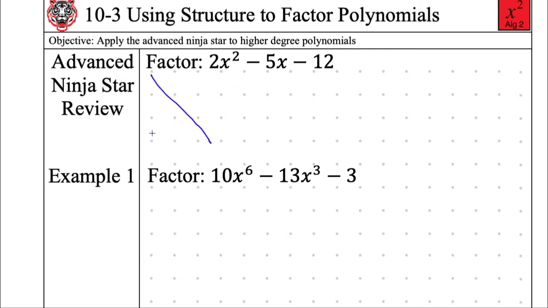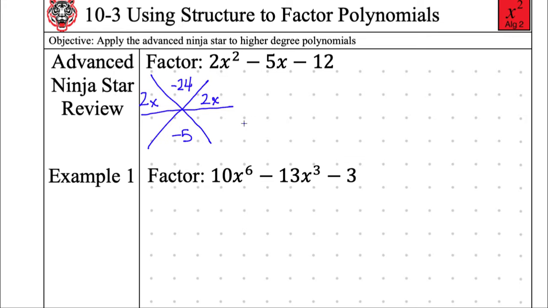Advanced Ninja Star looks like this, where I have the line in between. In the bottom, I have -5. In the top, I have this -12 times 2 to get -24. Top left and top right is going to be 2x and 2x. I'm taking this first term and dividing this number by 2. 2 divided by 2 is 1, so this is going to be 2x and 2x.